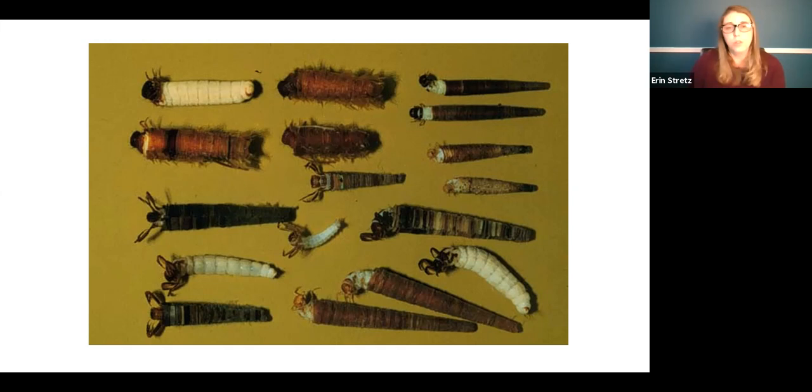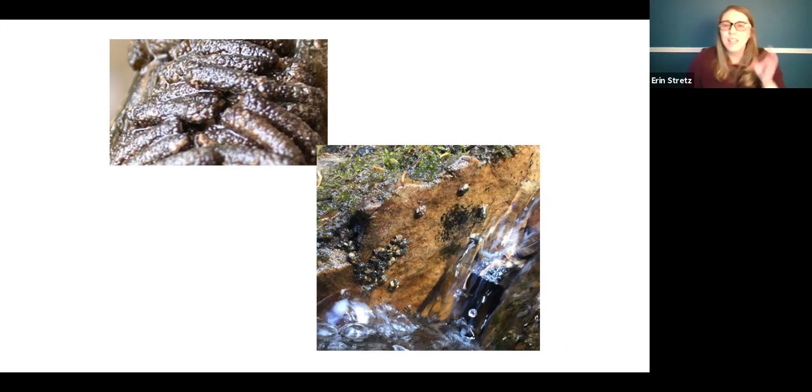And this is what those cases look like actually out in the stream. So you can see in the top image, we have a piece of cobble here, and adhered to that cobble on the top, we've got maybe 15 different cases. So when we sample, we want to make sure we pick up that rock, right? And we're gently rubbing the top of that rock surface to loosen these cases from the cobble, so that those cases can go into our net and we can count it as part of our sample.